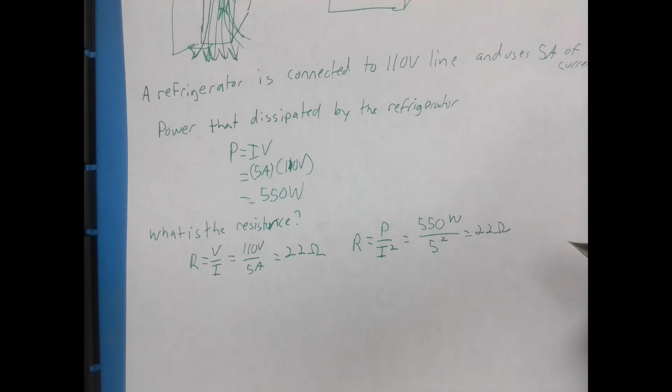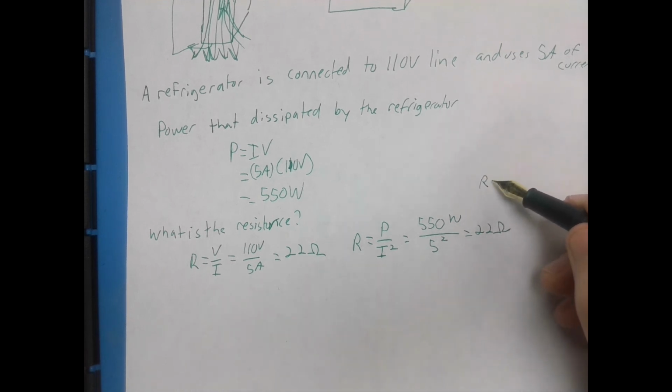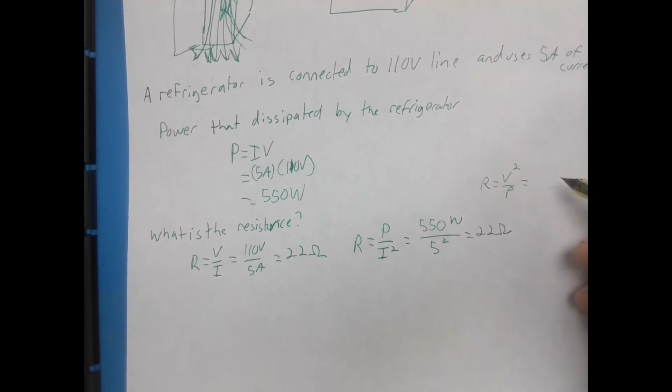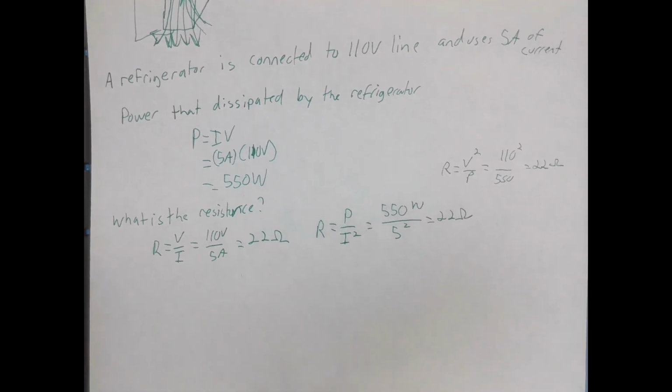And we could have even gone R equals V squared over power. Same thing. That's 110 squared over 550. That's also 22 ohms. No matter which equation you choose, as long as you plug in the correct values, it works.